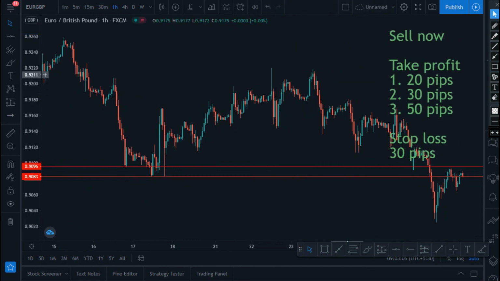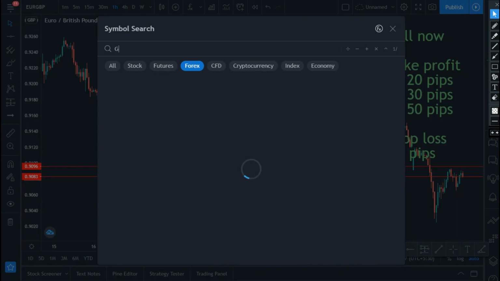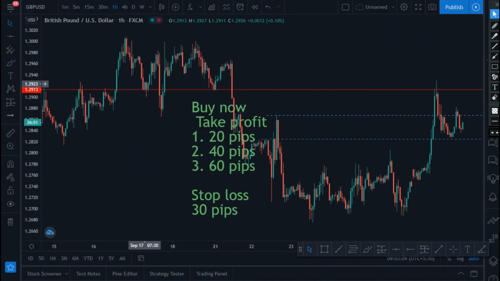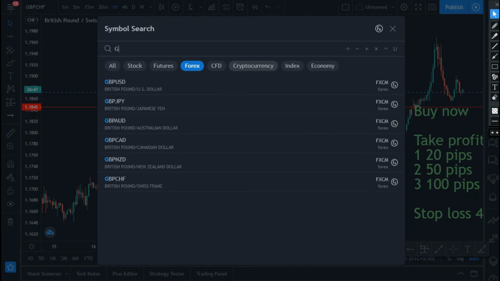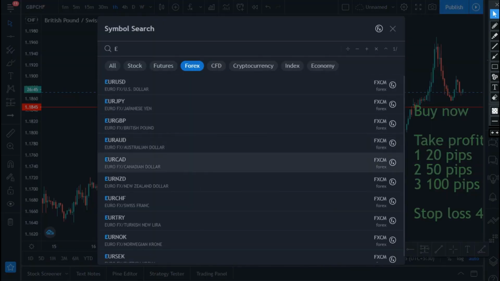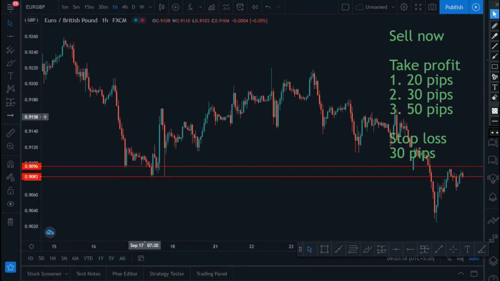So I hope I have given you three pairs, which are GBP USD, GBP CHF, and another one is Euro GBP. These three particular trades I have given you. If you really like this, please make a trade, and I'm going to give you the result tomorrow of what happened to these three trades.